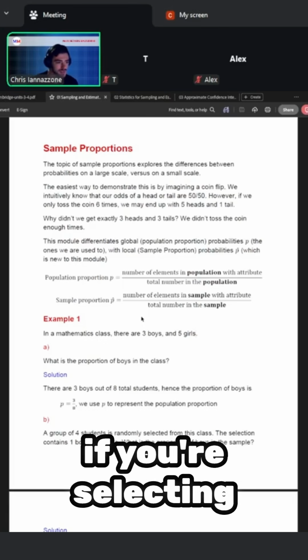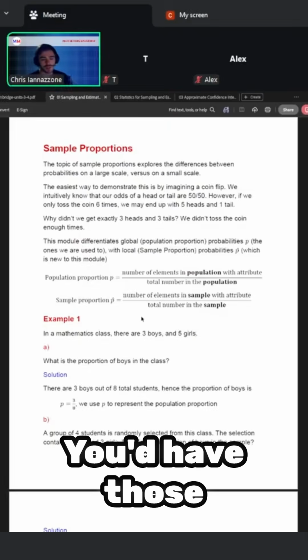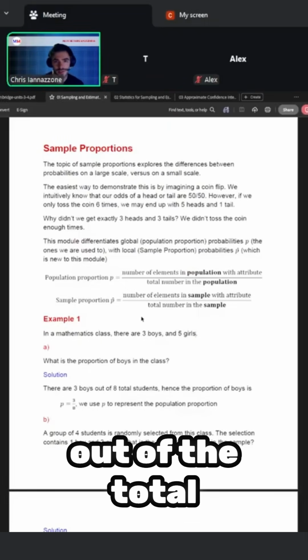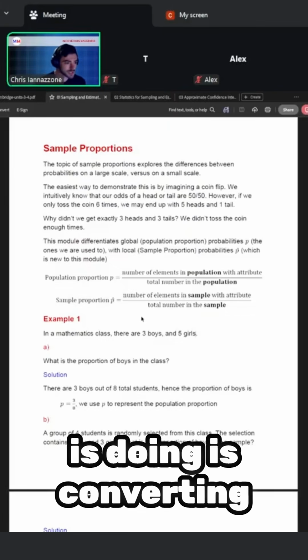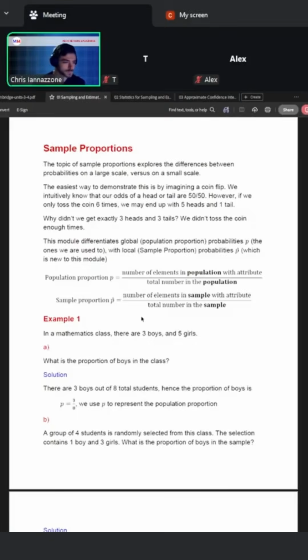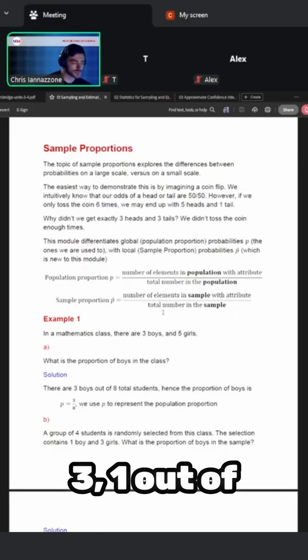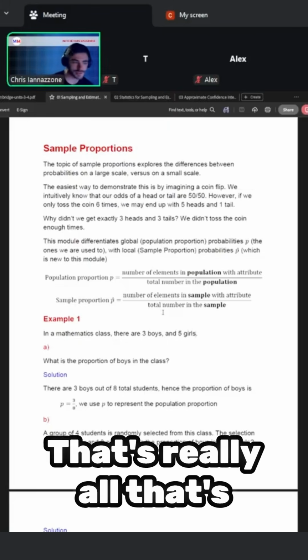But basically, if you're selecting 3, you would have your x equals 0, x equals 1, x equals 2, x equals 3. You'd have those integer values to say how many boys or how many girls you selected out of the total of 3 possible selections that you had. All sampling and estimation is doing is converting that to an equivalent fraction, an equivalent proportion. So rather than saying x equals 0, 1, 2, 3, you now have 0 out of 3, 1 out of 3, 2 out of 3, 3 out of 3. That's really all that's changing here.